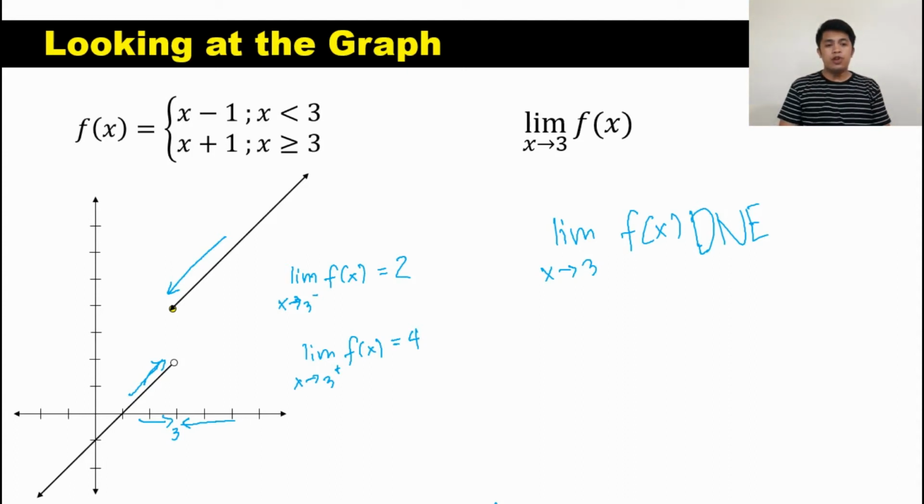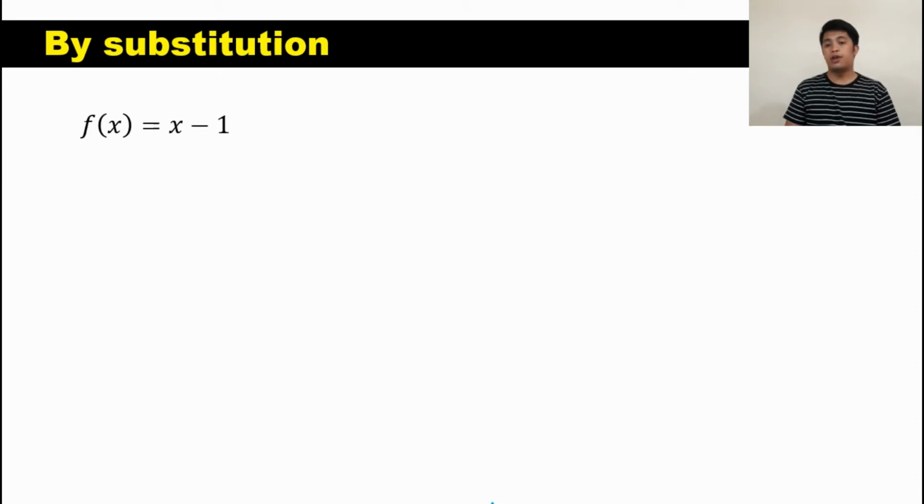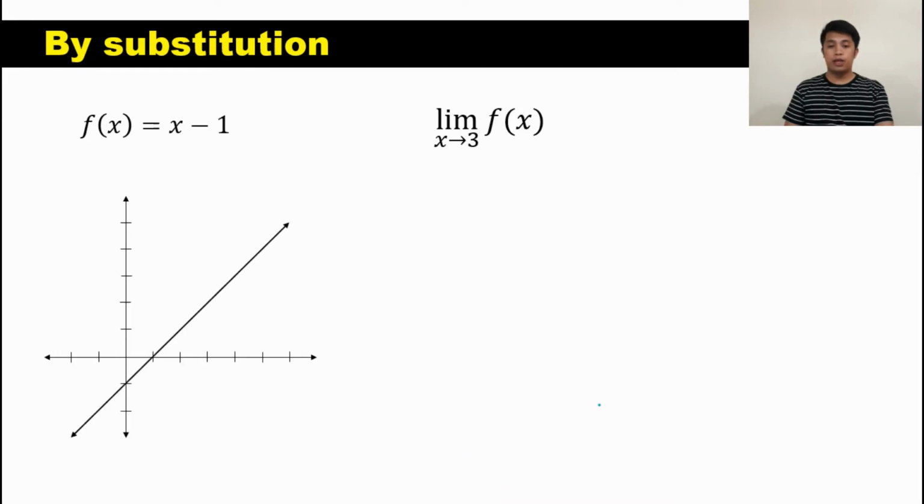Now let's move on to another method, and this method is probably the simplest way to evaluate a limit since igo lang ta mag-substitute, and that is called substitution. So say we have f of x equals x minus 1, and we are asked to solve for the limit of f of x as x approaches 3.